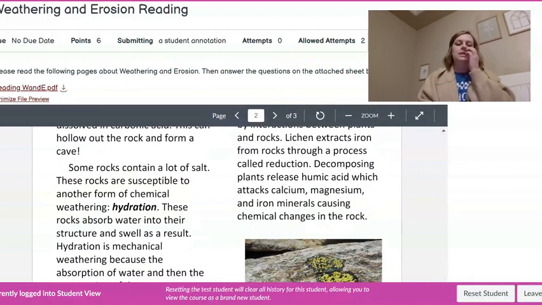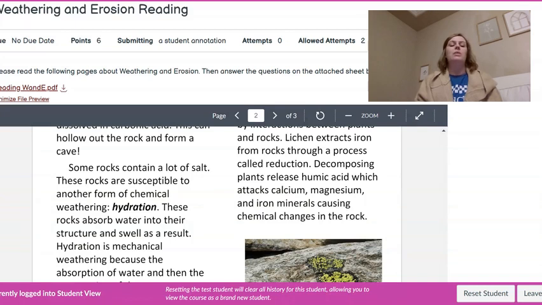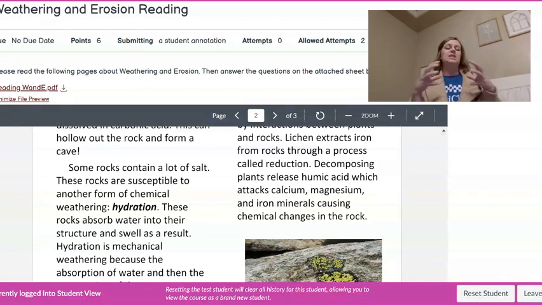Right here on some rocks. Some rocks contain a lot of salt. These rocks are susceptible to another form of chemical weathering, hydration. So we know from our last unit that hydra or hydro means water. So these rocks absorb water into their structure and swell as a result. So we've seen that water can expand things, like if you get a piece of wood wet, it will expand. If we get a sponge wet, it expands. This also happens to rocks. If water gets into the structure of rocks, it makes those expand.